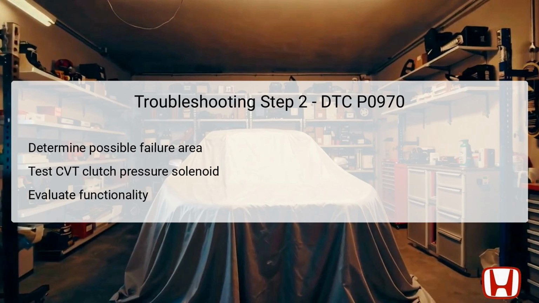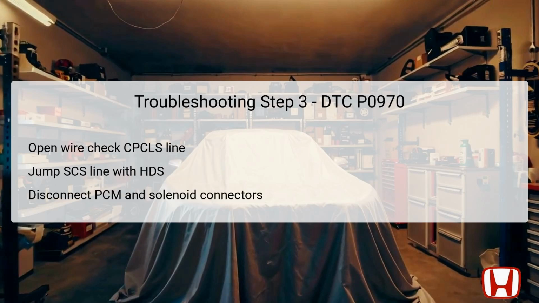By isolating the failure area, you gain essential insights into whether the problem resides within the solenoid or the surrounding electrical components. Effective diagnostics at this stage can significantly streamline the troubleshooting process, ensuring the right component is targeted for repair or replacement. Step 3 involves an essential open wire check on the CP-CLS line, aimed at confirming the integrity of the wiring between key components.